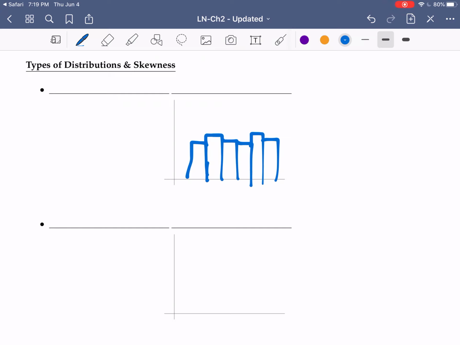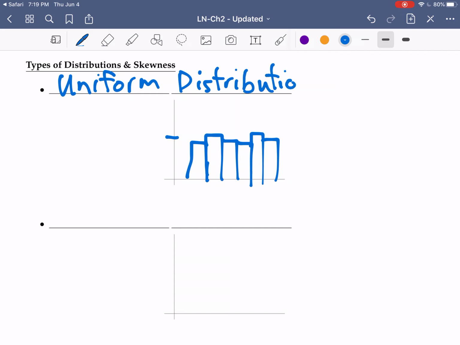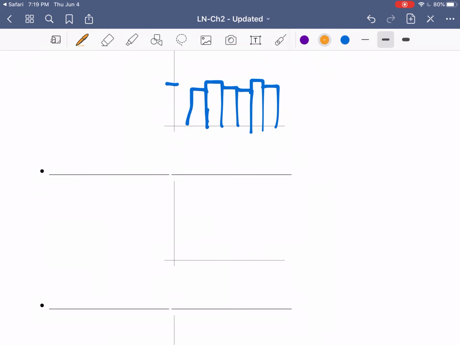That frequency histogram doesn't change very much. Those heights are all about the same. And so this we would describe as having a uniform distribution, right? Because the heights all appear to be pretty uniform. Doesn't mean they're exactly the same height. It just means that they are close to the same height.